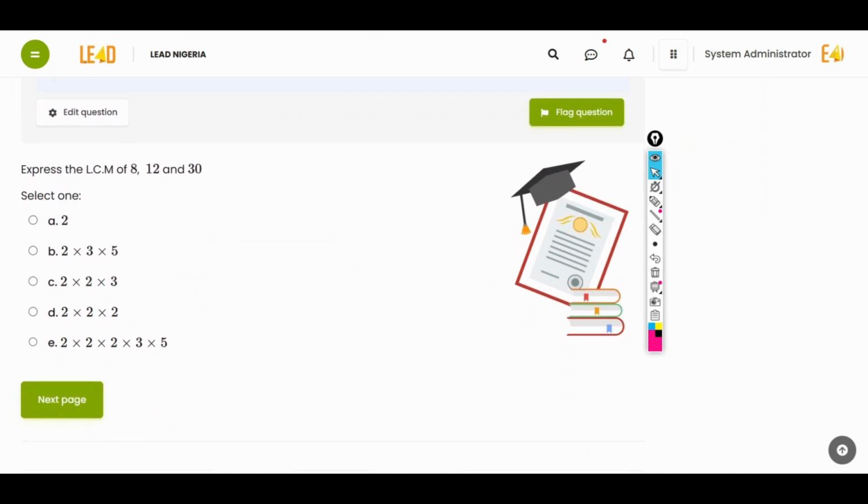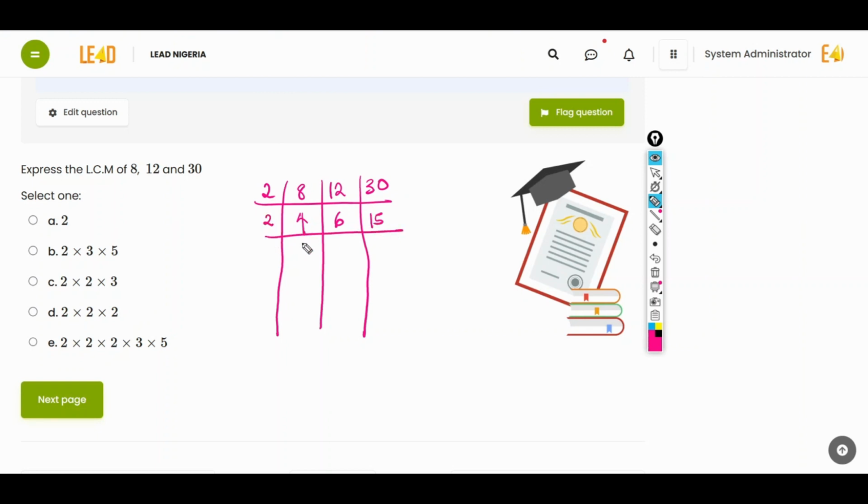Okay, finally number 10. Express the LCM of 8, 12, and 30. Okay, so we can use 2. 8, 12, 30 becomes 4, 6, 15. Pick up 2 again: 2, 3, 15. 2 again: 1, 3, 15. Now we can move on to 3.